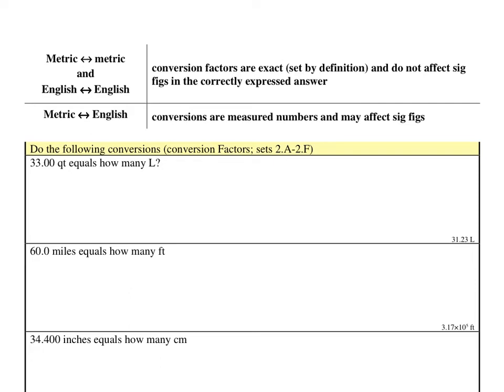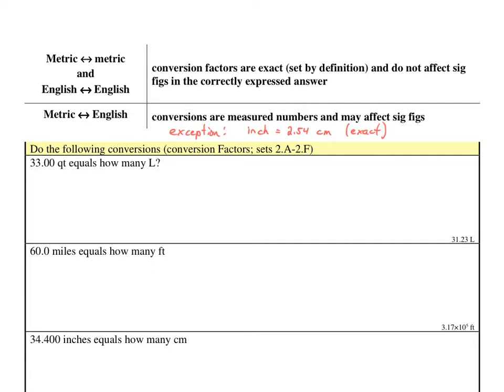A word on Sig Figs. If you are converting between units within the same system, the conversion factors are all set by definition, therefore exact, and will not affect Sig Figs. So metric to metric, English to English, these are all going to be exact conversion factors. However, when you're going between metric and English, the conversion factors are measured and they may affect Sig Figs.